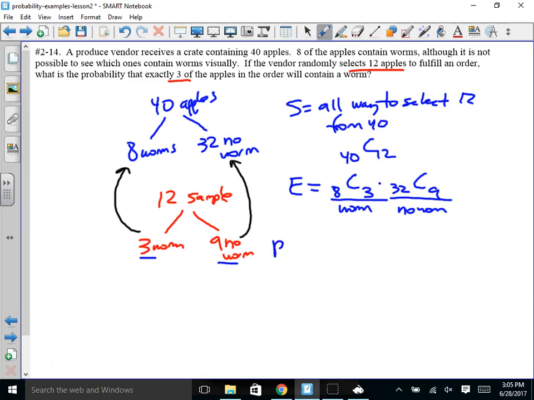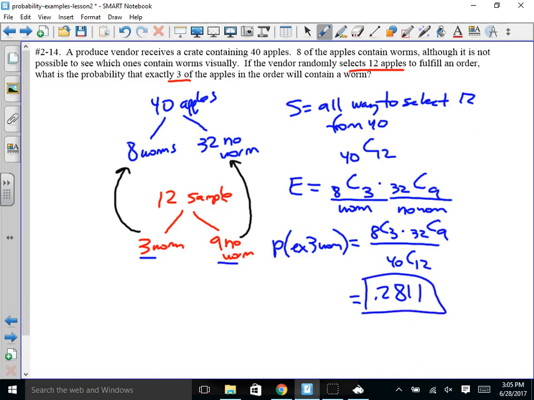So the probability that we'll get exactly 3 worms in a sample of 12 would be 8 combination 3 times 32 combination 9 divided by 40 combination 12. And when you plug all that in your calculator, since we've done that before, I won't use up more time. This video is getting quite long. That turns out to be 0.2811.